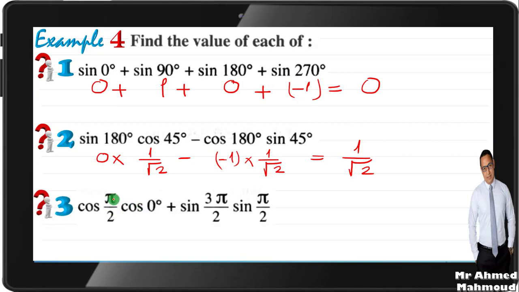Number 3: pi over 2, which is 90. Cosine 90 equals 0, times cosine 0, which is 1, plus 3 pi over 2, which is 270. Sine 270 equals negative 1, times pi over 2 equals 90. Sine 90 equals 1. It's equal to negative 1.